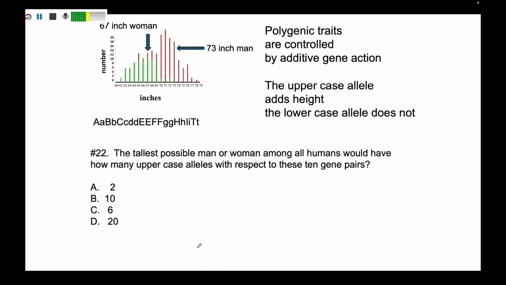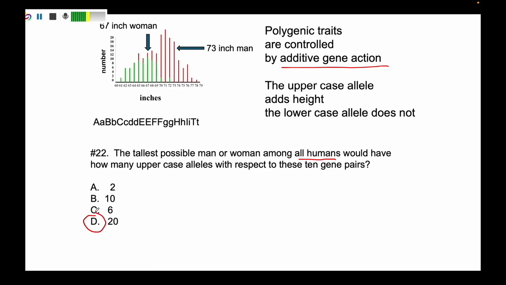Here's where we bring in a new idea, the idea of additive gene action, where the uppercase alleles, in my case the big A, the big B, the big C, etc., add height, and the lowercase alleles do not add height. And so the tallest possible man or woman among all humans, assuming there could be variability at all 10 of these loci, would have how many uppercase alleles? There's 10 loci, 10 gene pairs, and you could have 2 uppercase alleles at each of those, so the answer would be 20.